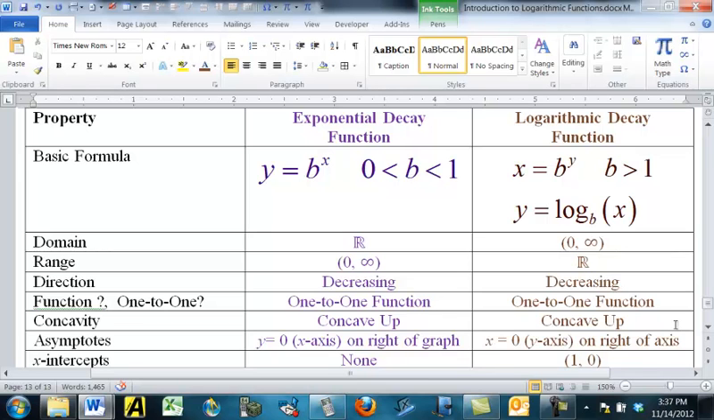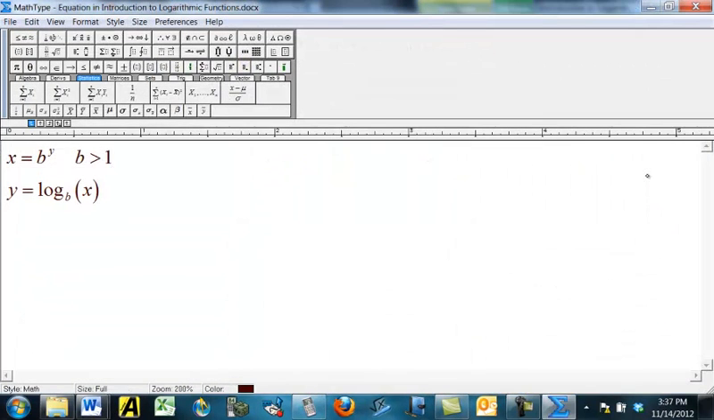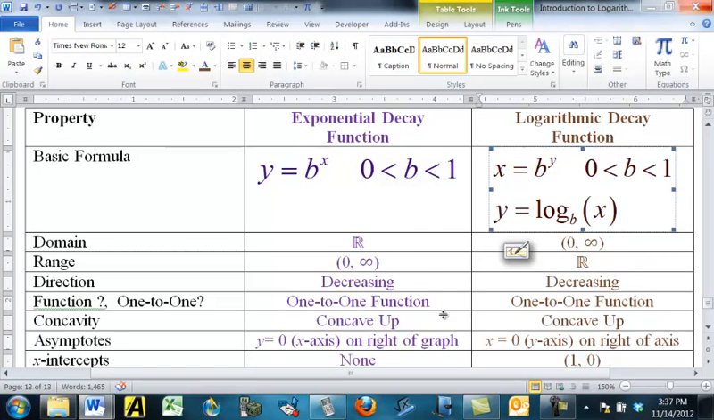So the inverse would be x equals b to the y. Now, of course, we know that's rewritten as y equals log base b of x. But this time the base is, that's not right. The base should be where? Between 0 and 1. So a base between 0 and 1.